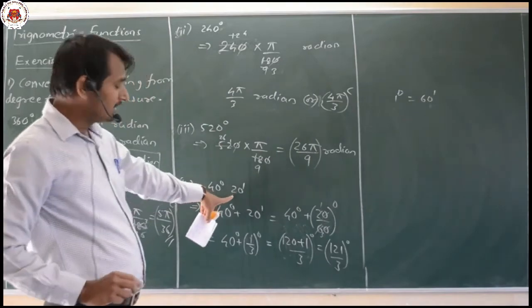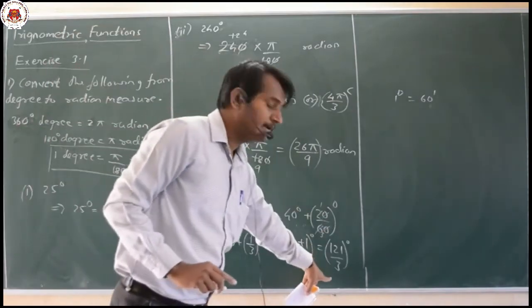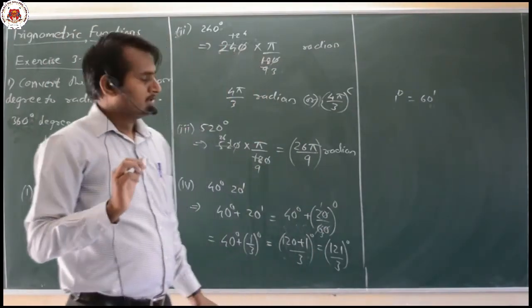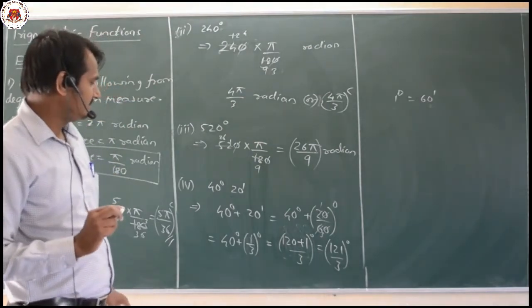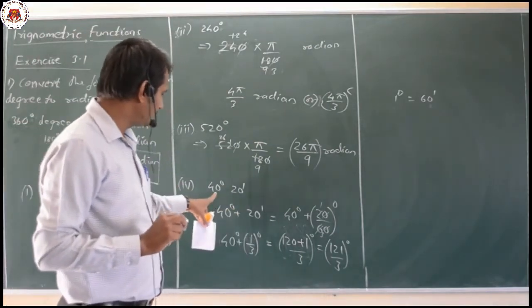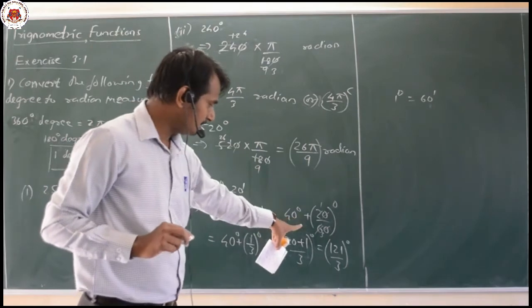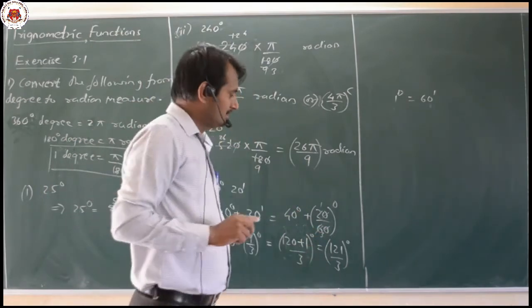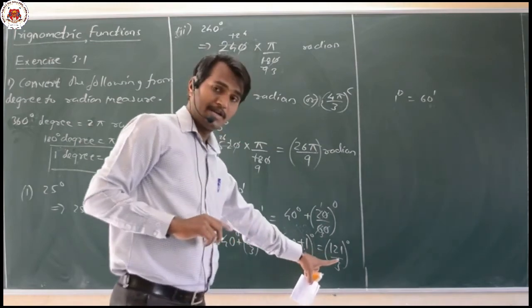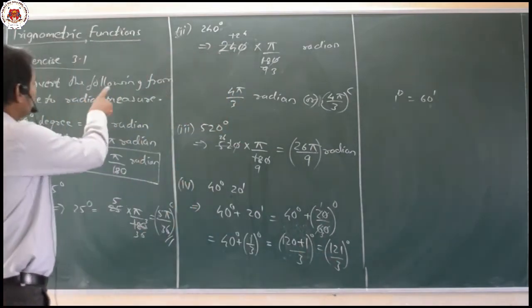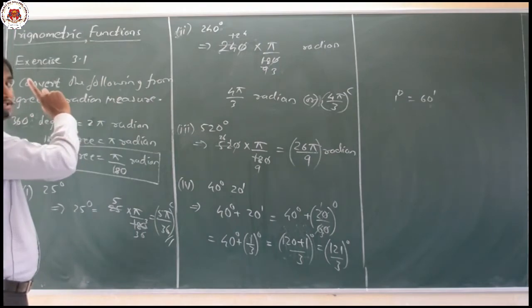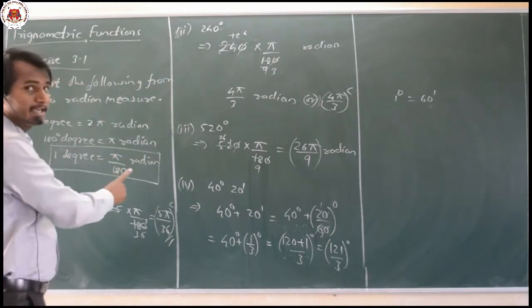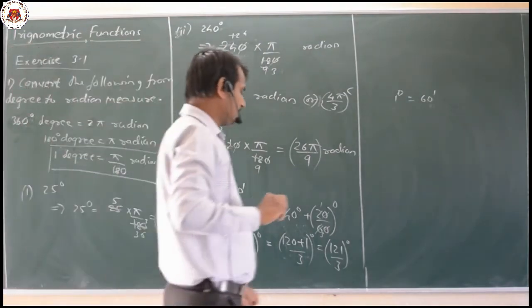Now what we got here, we converted the minutes completely into degrees. The main thing is, here I had increased the steps, otherwise you can directly take the LCM and write down the answer. Now here we got degrees. What is the main intention? Convert the following degree to radian measure. That means I have to multiply it by pi divided by 180.